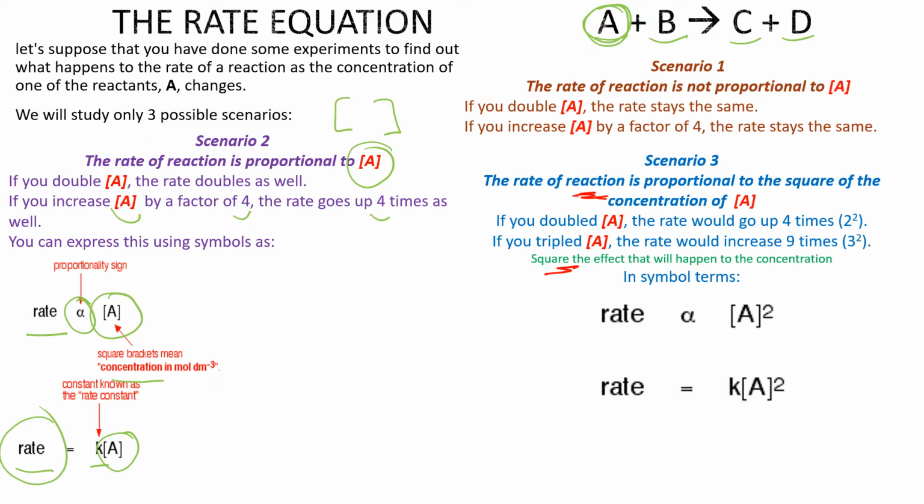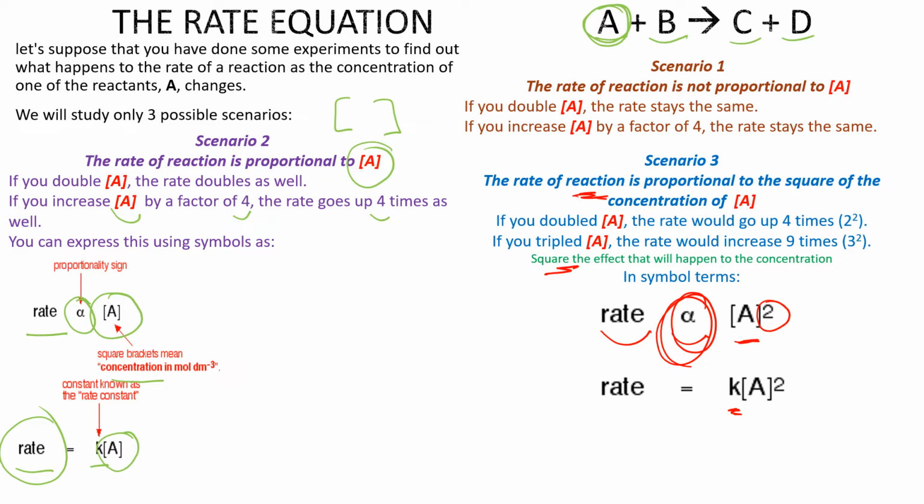And if we would like to use our sample term, we can say that the rate is proportional to the square of the concentration of A. And of course, as we agreed a while ago, to remove this sign, we have to introduce a constant, which is the rate constant.